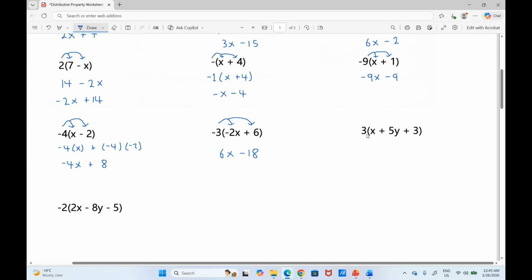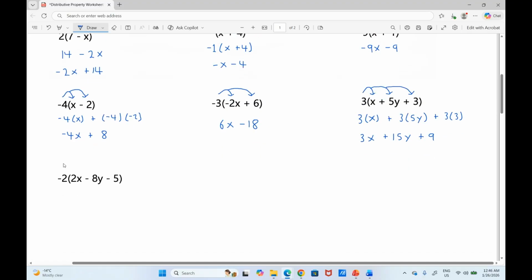Okay, now for this one, we just have 3 terms inside of our bracket. The same rules still apply. I multiply the number on the outside by every term inside of my bracket. So now I'm going to have 3 times x plus 3 times 5y plus 3 times 3. 3 times x is 3x. 3 times 5y is 15y. And 3 times 3 is 9. So my final answer is 3x plus 15y plus 9.